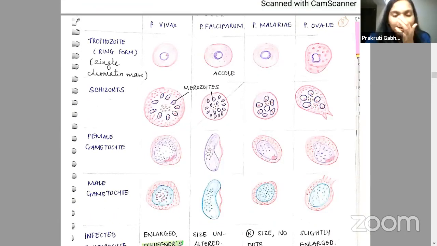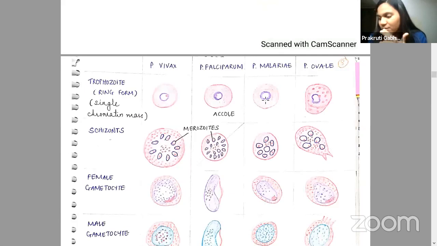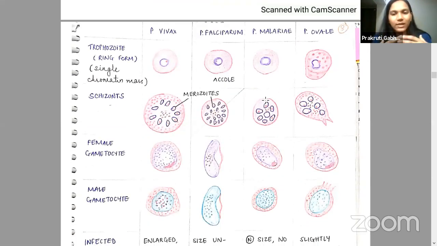Right. So, like I discussed, these are the forms that we see on a peripheral blood smear. So, the trophozoites or the ring forms, which are single chromatin mass, and schizonts, which are multiple chromatin masses. Now, in case of Plasmodium falciparum, what I have drawn is just a trophozoite. But in case you see multiple ring forms on the periphery of the RBC, it's known as an applique form. Now, the schizont contains merozoites, and when it grows immensely, it will burst, releasing merozoites into the bloodstream. Usually, you don't find falciparum schizonts in the peripheral blood smear.